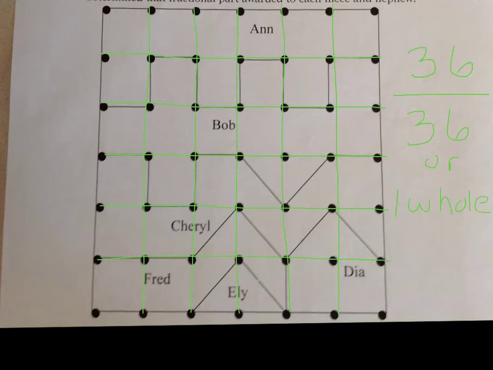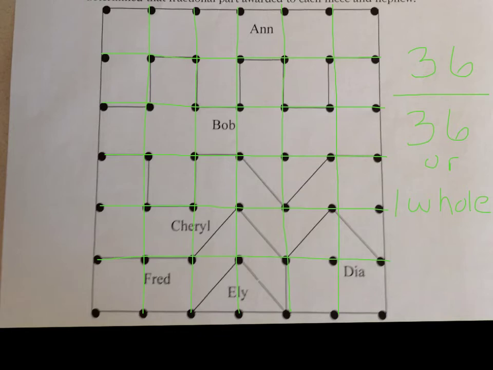But when I'm looking back at the instructions, I know that I'm not just wondering about how much Uncle Landowner had. I'm curious about how much Ann, Bob, Cheryl, Fred, Eli, and Dia have. So now I need to go and discover how much each of those individuals have, and I can use those squares in order to find what fractional pieces they have of that 36.